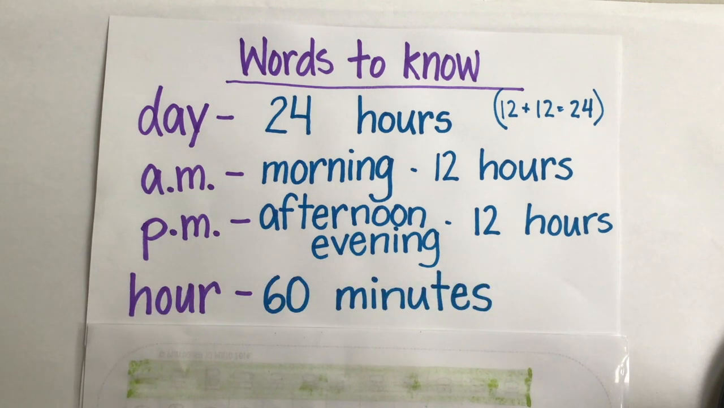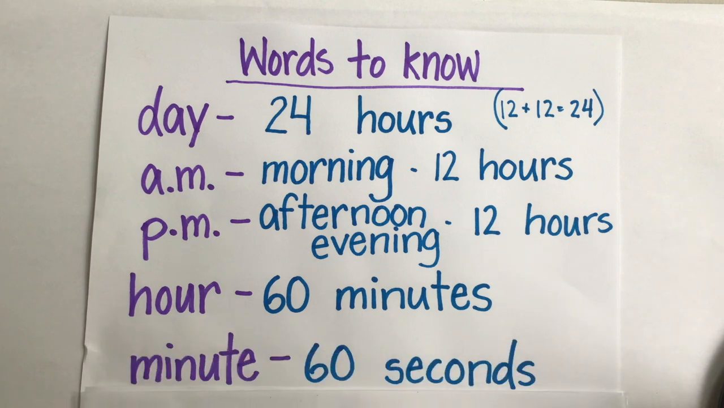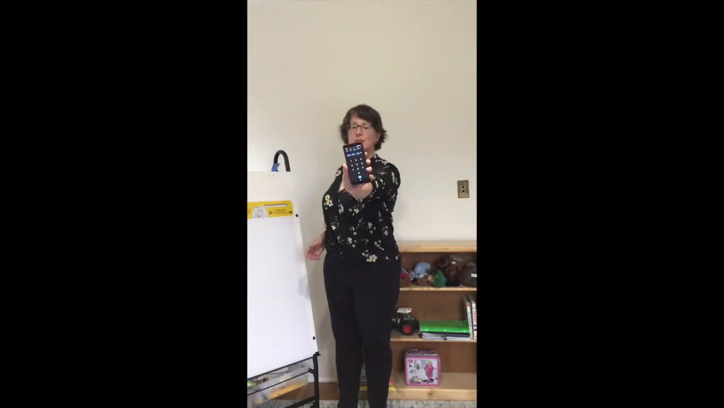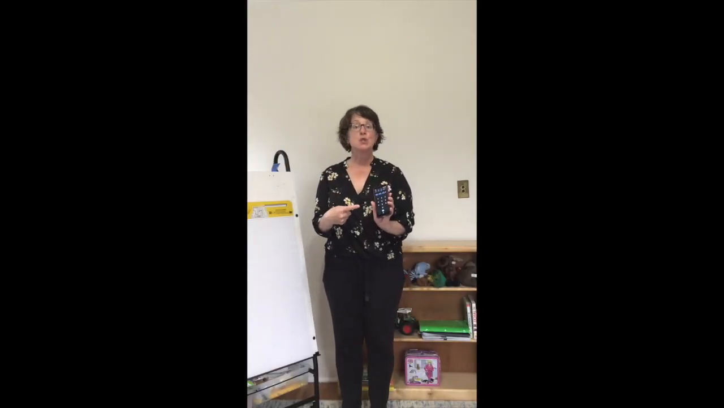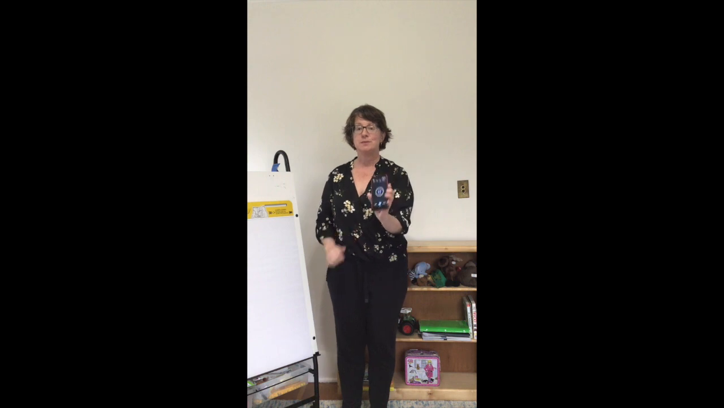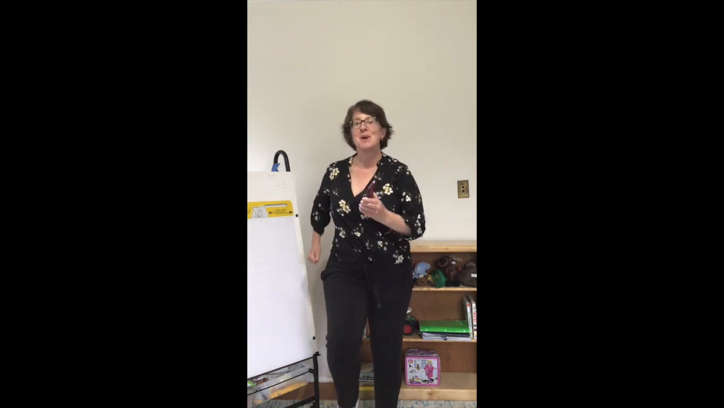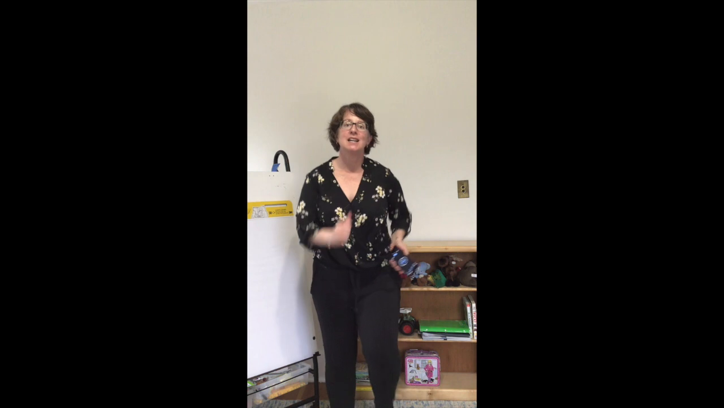An hour is 60 minutes long, and a minute is 60 seconds long. So just to get a sense of what a minute and an hour are, let's do something fun for 60 seconds. I've got my timer ready. It's on 60 seconds. So we're going to move for 1 minute. Are you ready? Go. We'll just march in place for a minute.